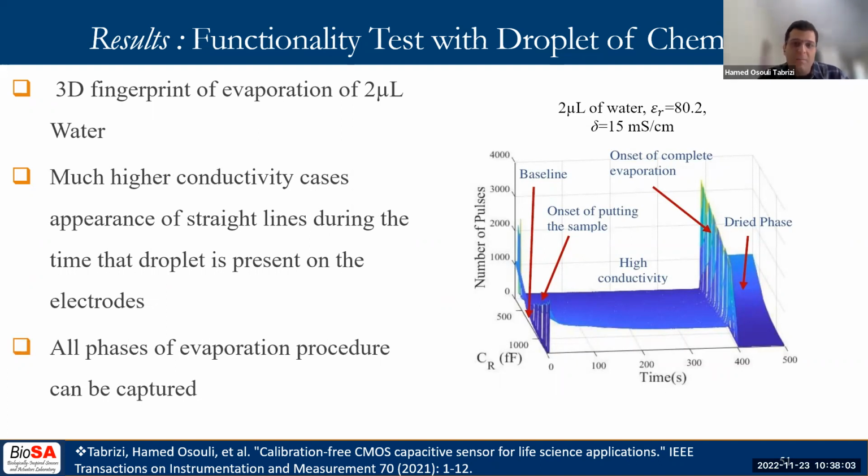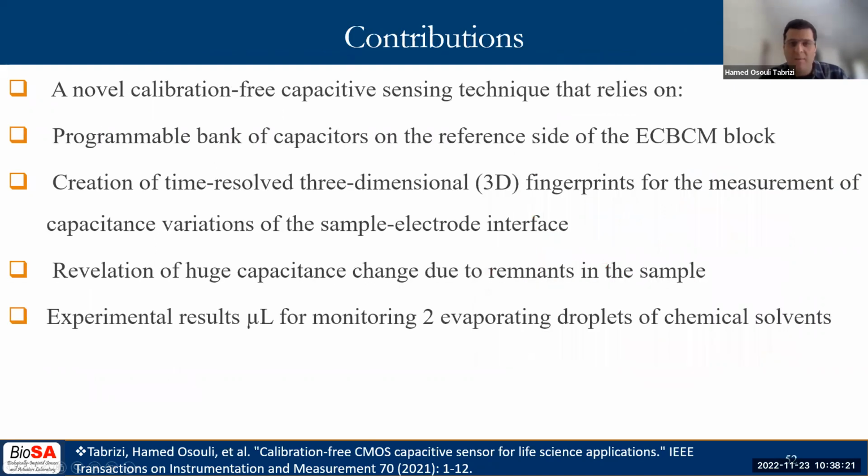These profiles might be considered as fingerprints of evaporation of these chemicals. What's important is that all phases of evaporation from baseline until the end, when it completely evaporates, and the onset of evaporation also can be detected. The list of contributions include the proposal of calibration-free measurement technique, and the experimental results summarized in this paper as well as chapter 2.